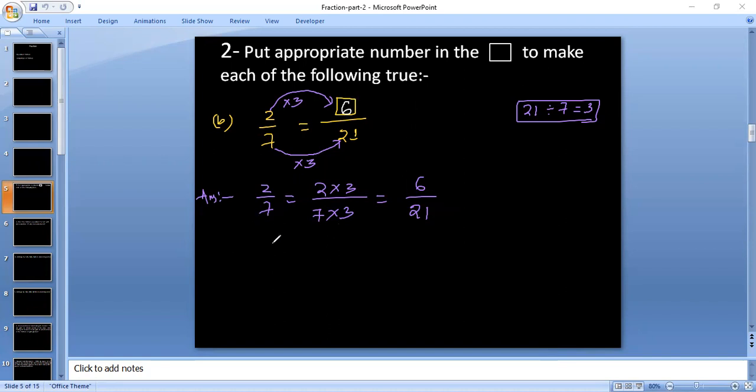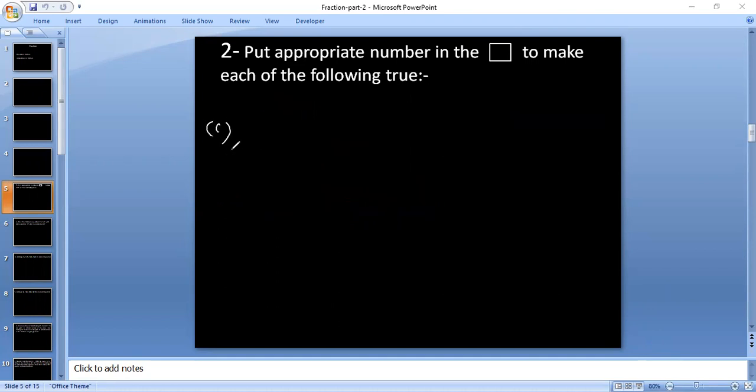Okay. Now I will discuss number 2C. 12 by 24 is equal to dash by 4.